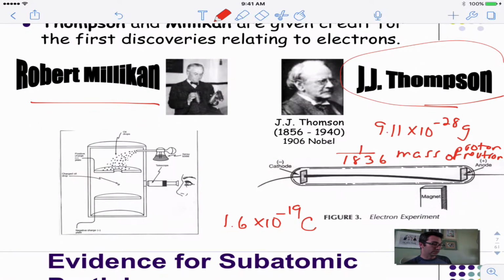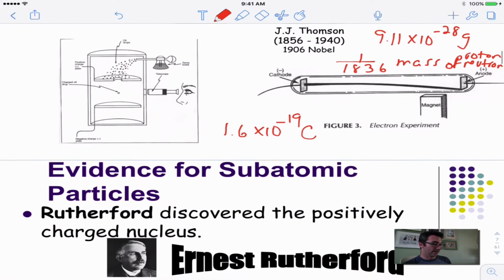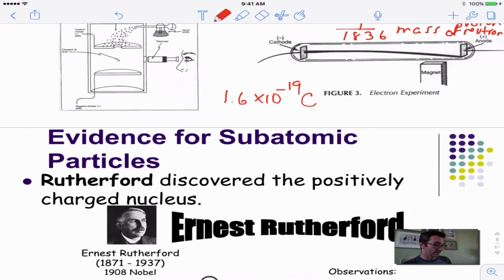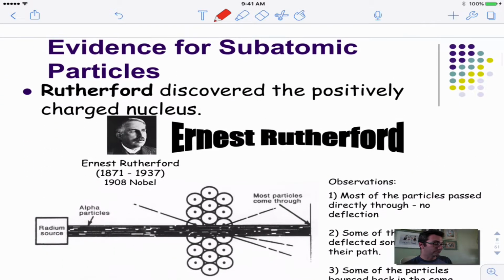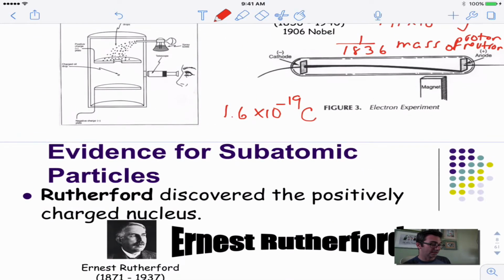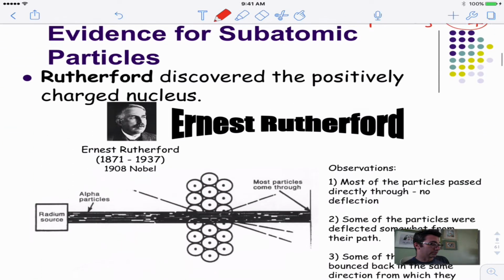So those are the first subatomic particles that were discovered. But as we look at J.J. Thomson's model, J.J. Thomson had a model of the atom where he knew that there was a negative particle in it. Like he knew that, for example, there were positives and negatives, and he called this plum pudding. But he didn't really know the arrangement of those subatomic particles in the atom. And that came from Ernest Rutherford.